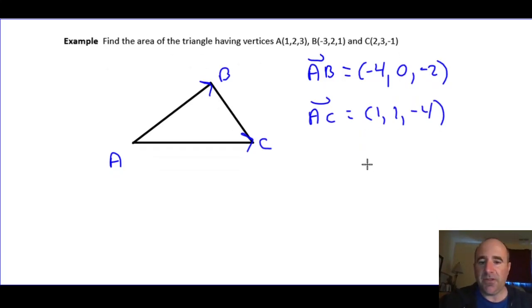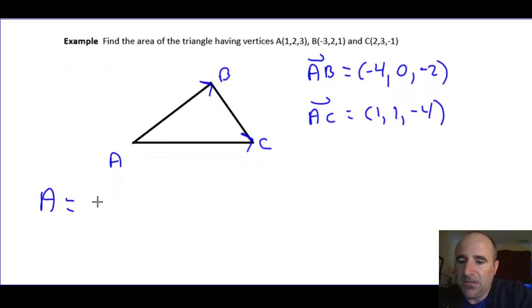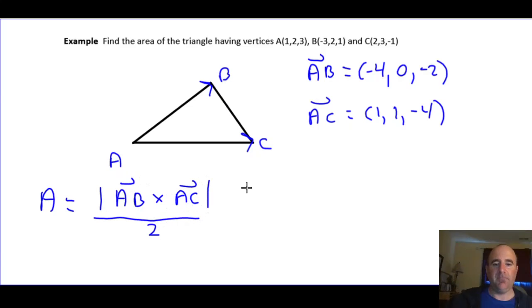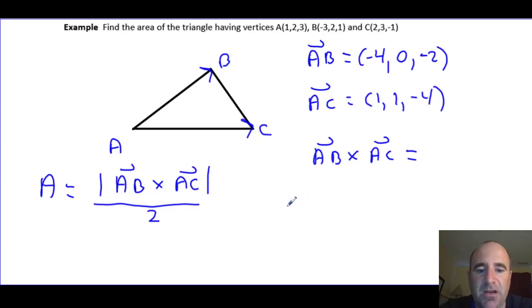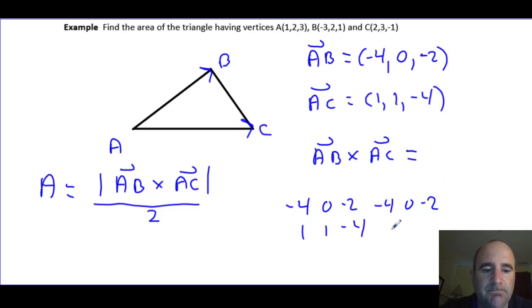And I now know that the area of this triangle is the magnitude of the cross product of AB crossed with AC divided by 2. So the next step is to figure out what AB crossed with AC is. Hopefully you're pretty good at doing that now. So to do this cross product, I'm going to write AB out twice, and then AC down below twice as well. Take that out and that out.